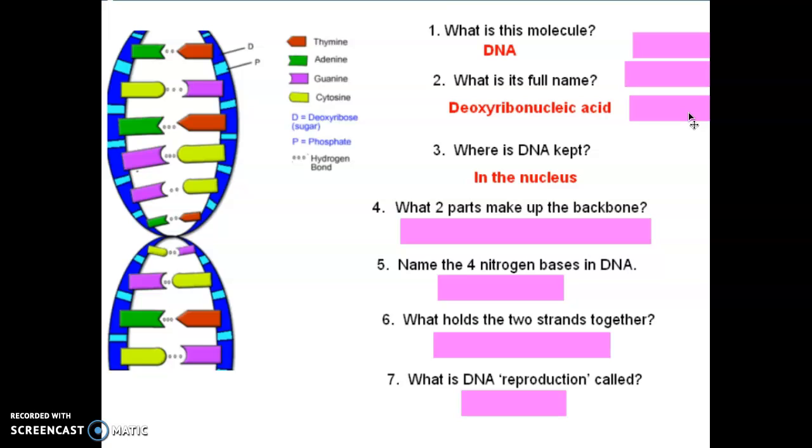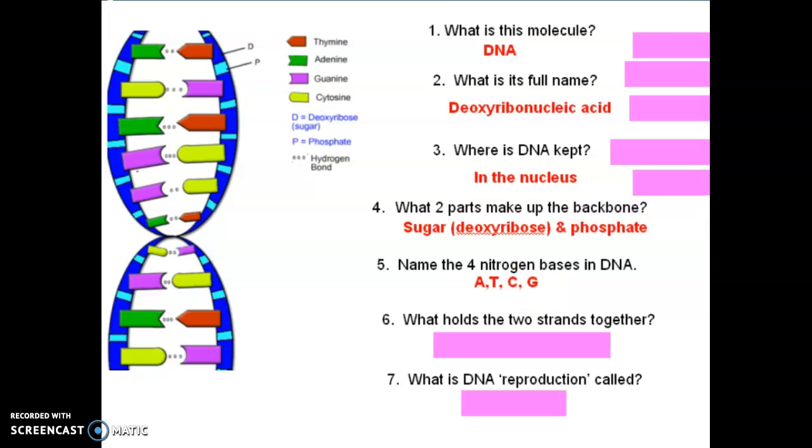Some cells keep an extra copy in their mitochondria and chloroplasts, more advanced ones. Okay. The two parts of the backbone, which are the two different colors of blue, are the sugars and phosphates. Remember, they alternate. The sugar is the pentagon, the phosphate is the circle. The four bases are A, T, C, G, and they pair just like that, A with T, C with G. There is a hydrogen bond that holds the two strands together, and when DNA needs to copy itself, it is called replication, because it ends up being an exact copy of the original strand.